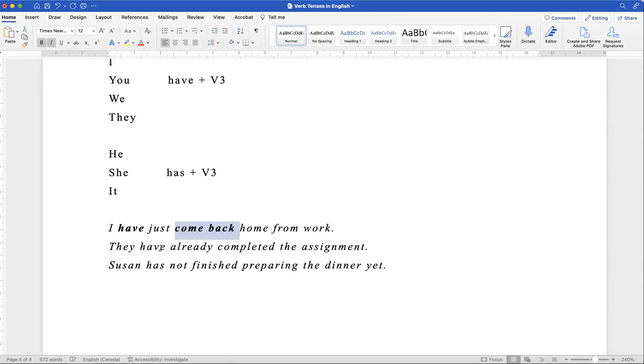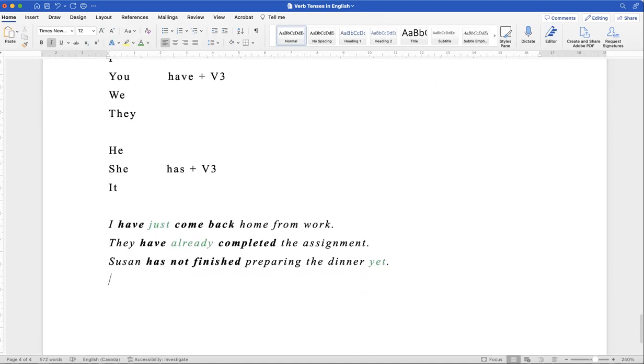Have come back. Or have completed. Or has not finished. Okay, here we use some time expressions. Again, time expressions like just, already, or in this one, a negative sentence, yet. We use these time expressions. What else can we mention here? Again, it depends on how we use this verb tense. The confusing part can be, again, the time expression.